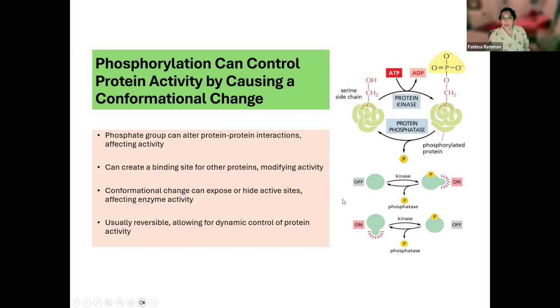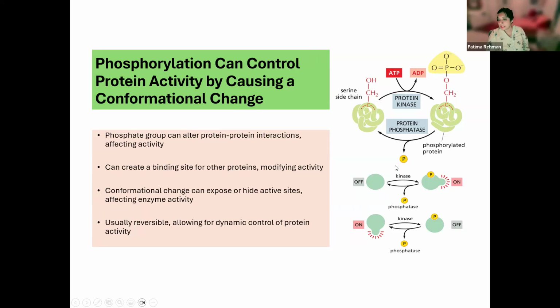Phosphorylation can also control enzyme activity by causing a conformation change. So here it's a little bit different. In this case, you can have protein kinases that add phosphate groups to a protein, causing it to be active or inactive. It doesn't mean that it has to be activated all the time, although many times it is. It could also be deactivated by that phosphorylation. And then phosphatases would remove that phosphate group and revert it back to whatever function it had normally.